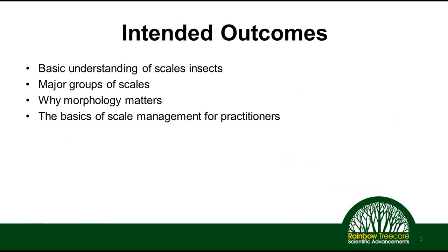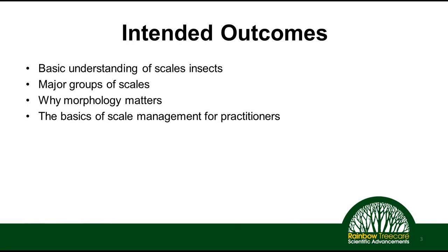So first I want to go over the intended outcomes of this talk. We'd like to explain a basic understanding of scale insects, take a look at their biology, take a look at the major groups of scale insects that arborists encounter, determine why morphology matters, because it really matters in terms of control options, and then go over the basics of scale management for practitioners. At the end of this talk, I will have all my contact information noted, so please feel free to call or email me with any follow-up questions.